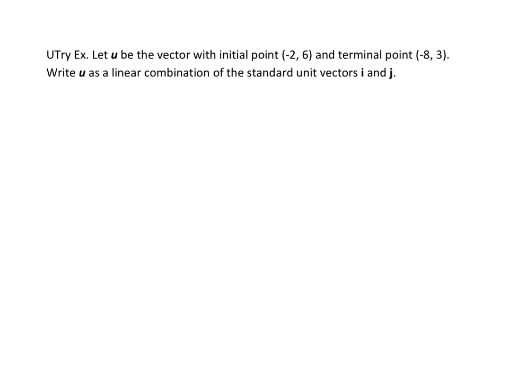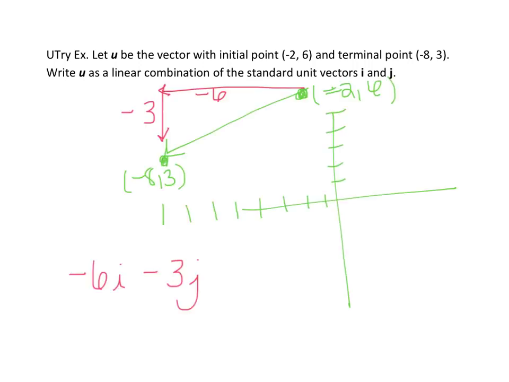Okay, try one of these on your own. Come back and check it. Okay, so I drew my 2 points, my -2, 6 and my -8, 3. And my x component, I'm going to the left 6, so -6. I'm going down 3, so -3, -6i minus 3j.